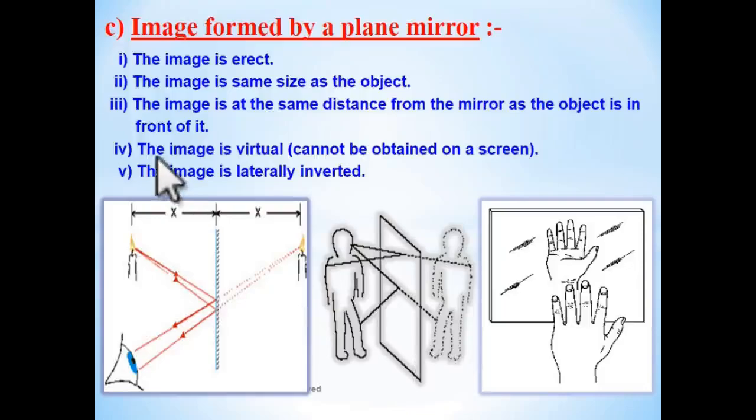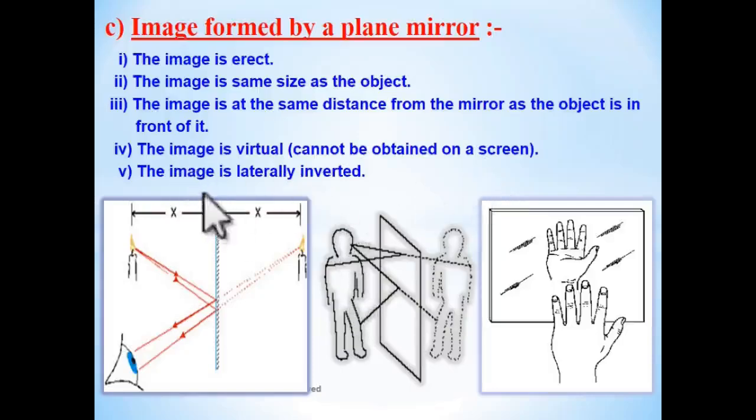The fourth point, the image is virtual. What is a virtual image? It cannot be formed on the screen. If we stand in front of the mirror, our image can be seen. If we move away from the mirror, then the image also will move. The image will not be staying there. So it cannot be formed on the screen.